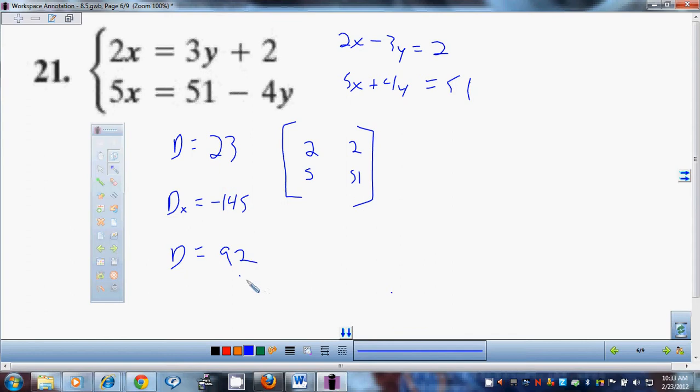So, your x value, Dx over D, does that reduce? Negative 145 over 23? I don't think so. Make sure I did that right. Okay, so it's just ugly, unless I did something wrong, which is possible, but we're going to keep on marching. Over 23, and your y value, 92 over 23 is 4. I bet you anything this is wrong. Let's see, we can check. We'll plug it back in. If y is 4, that's going to be 12 plus 2 equals 2x. 14 equals 2x. I should have gotten 7. And since that's 7, this should have been 161.